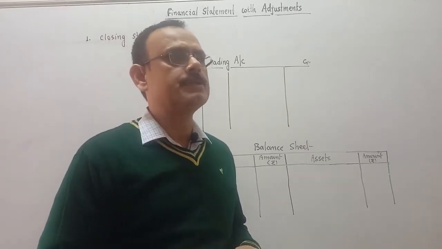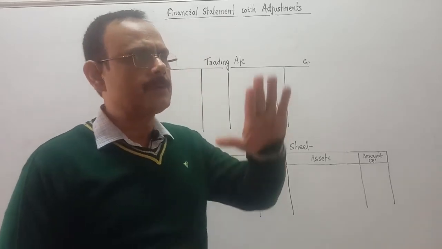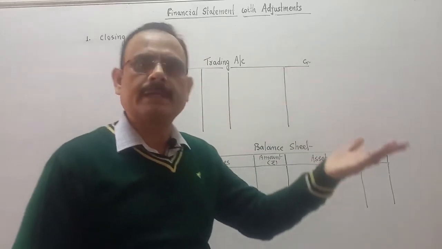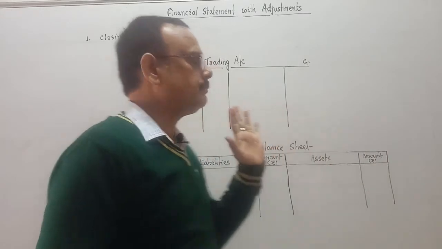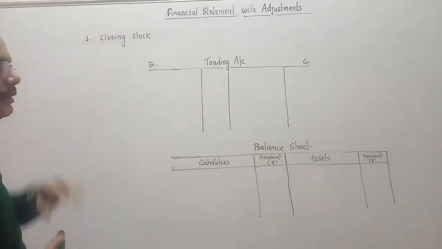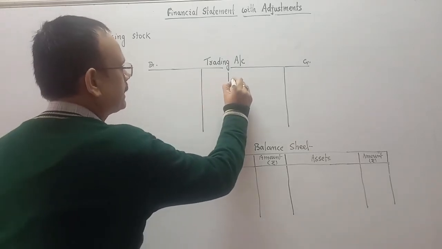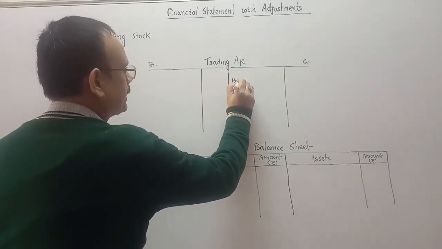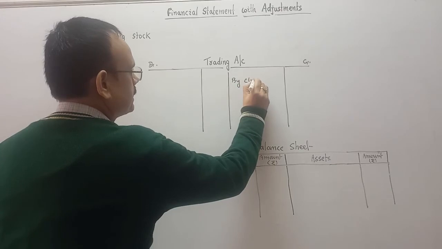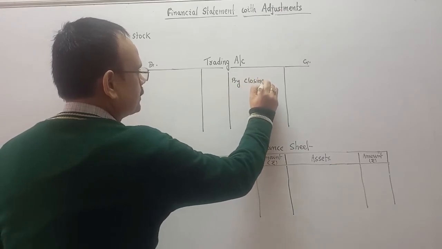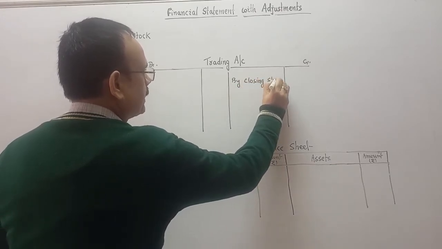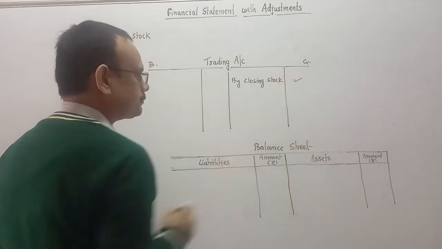So the first one is closing stock. Any information which is given outside the trial balance is our adjustment. First is closing stock. Closing stock will be reflected on the credit side of the trading account as closing stock. On this side, we will write closing stock on the credit side of the trading account.